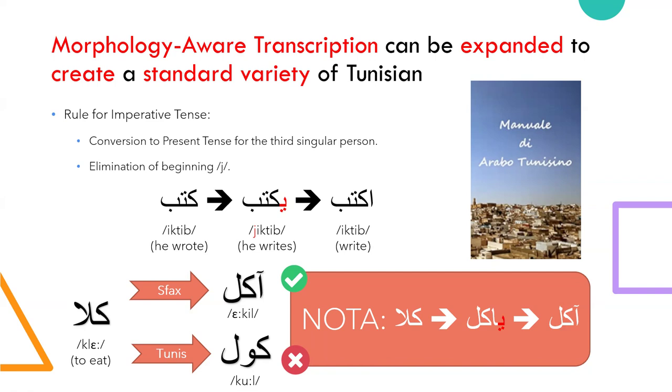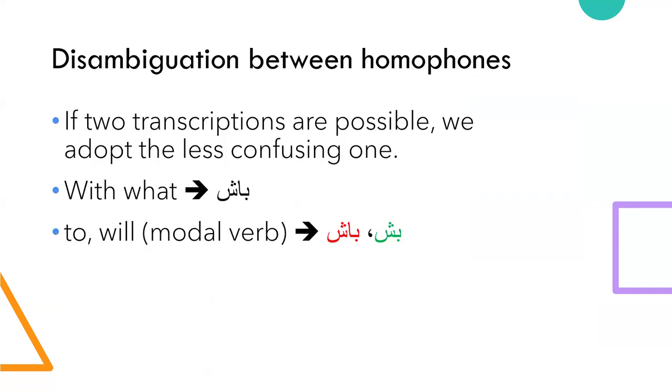We developed a whole set of standard grammatical rules for Tunisian using this principle, and we have a book in Italian called Manuale di Arabo Tunisino, written with Pierluigi Fari, that has been written based on this principle. Another principle that we are proposing is the disambiguation between homophones.